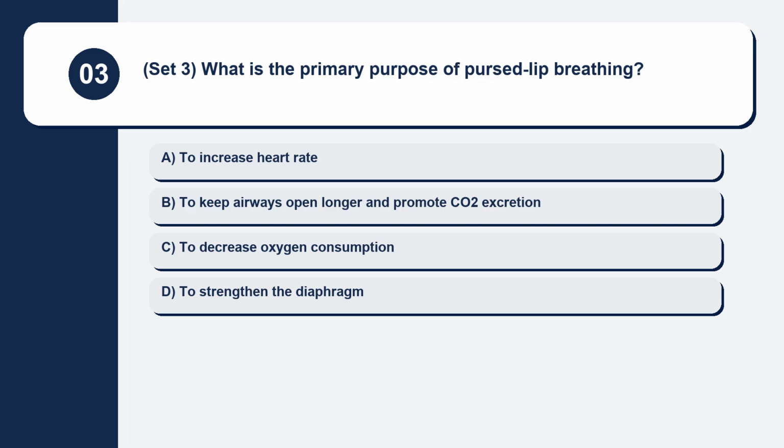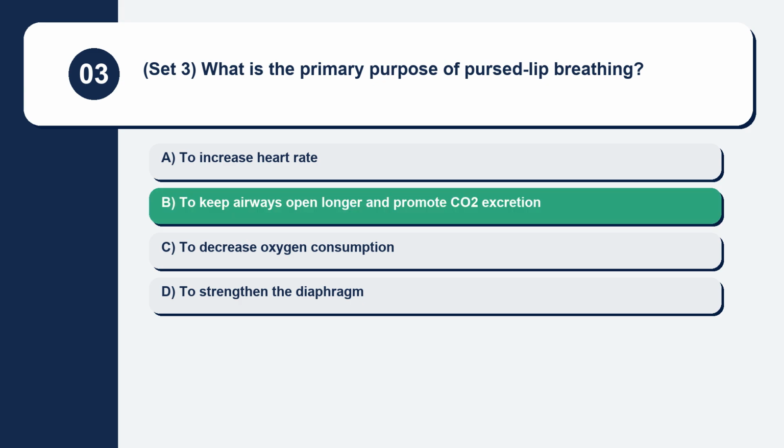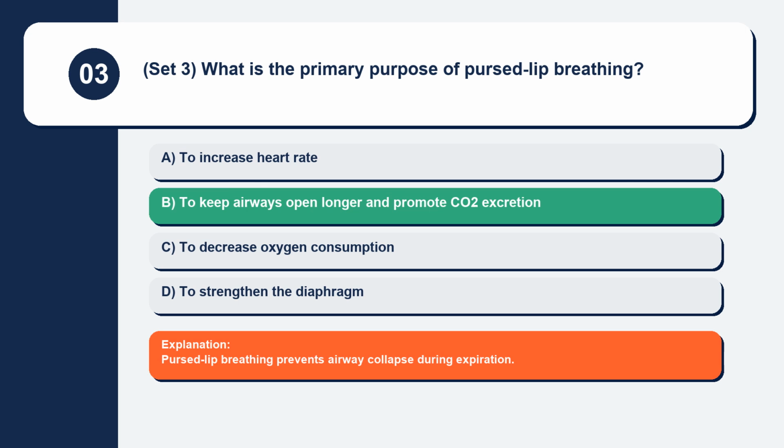Question 3. Set 3. What is the primary purpose of pursed lip breathing? To increase heart rate. To keep airways open longer and promote CO2 excretion. To decrease oxygen consumption. To strengthen the diaphragm. Pursed lip breathing prevents airway collapse during expiration.